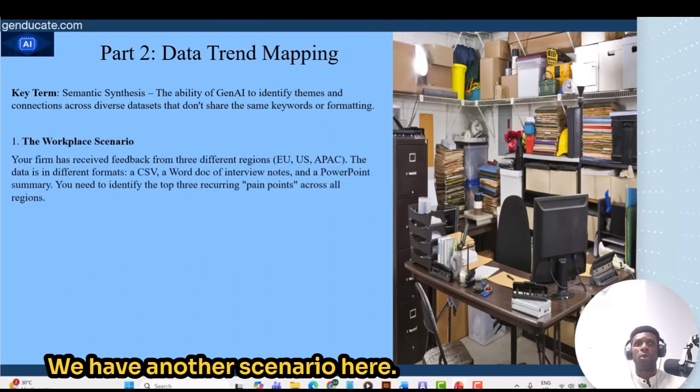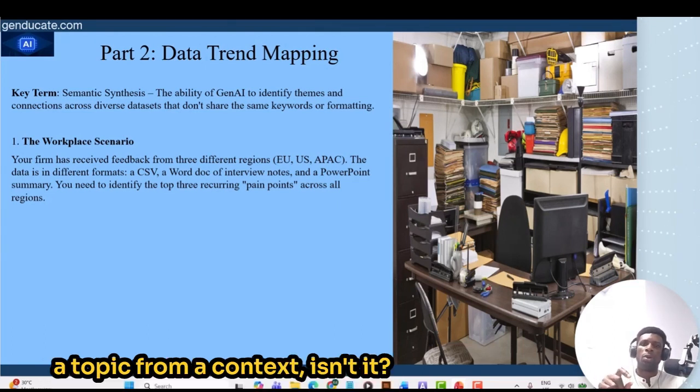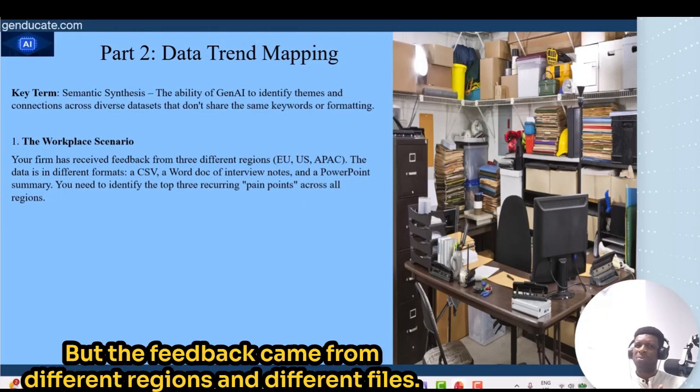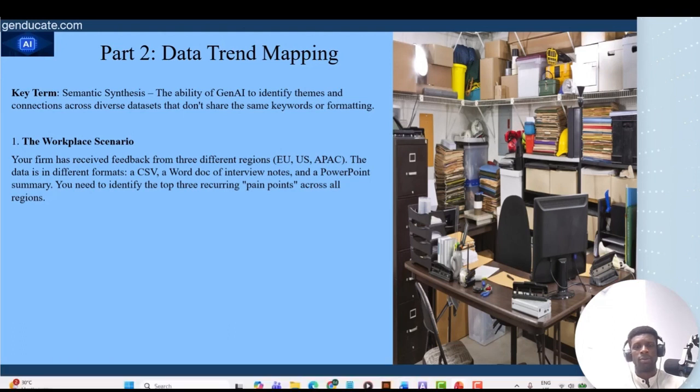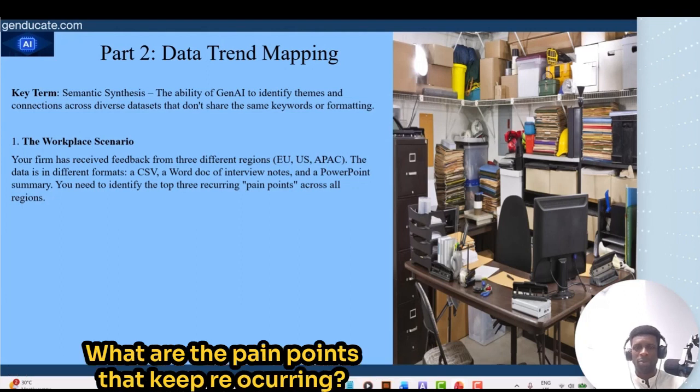We have another scenario here. We're focusing on feedback now, because you need a theme or a topic from a context. So we're working with feedback. What theme are you looking for from the feedback? We're going to get to that. But the feedback came from different regions and different file formats: CSV, Word document, interview notes, PowerPoint, all of that. And your theme here is the pain point. What are the pain points that keep recurring?